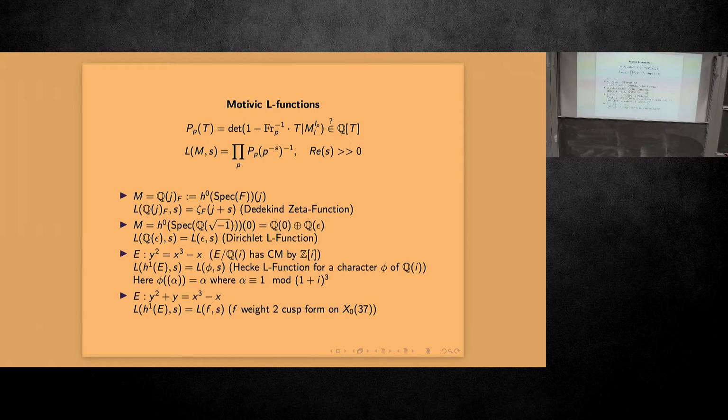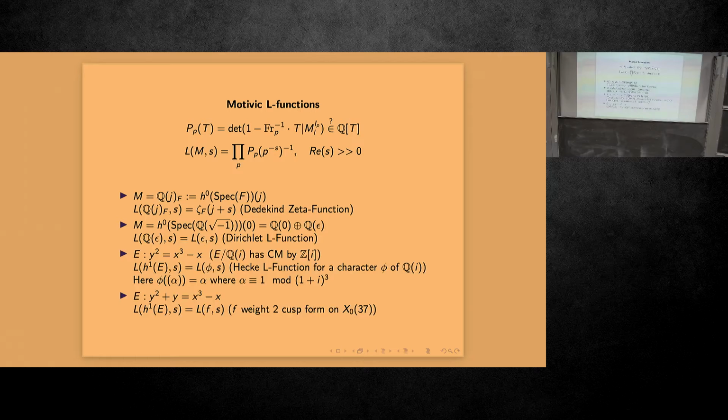Okay, examples. If you take a Tate motive over a number field, you get a shift of the Dedekind zeta function. As I said yesterday, there's no distinction between the arithmetic scheme point of view and the motivic point of view in this zero-dimensional example. So there's only an H0.